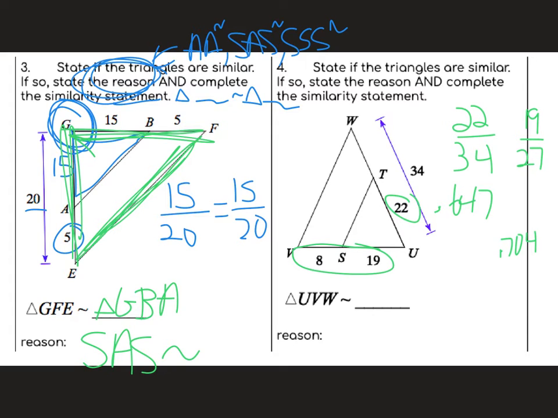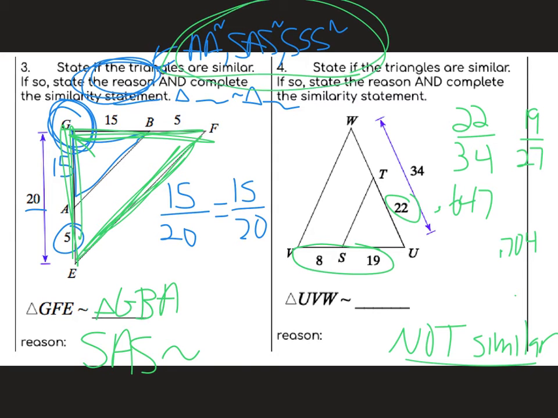Now, since those are different numbers, the triangles are not similar. The reason being, the sides are not proportional. Don't forget, though, I saw a number of you not stating these things: angle-angle similarity, side-angle-side similarity, or side-side-side similarity. Be very, very careful.